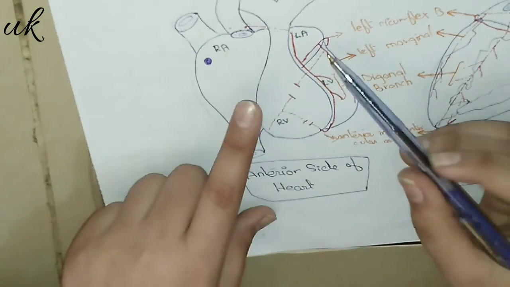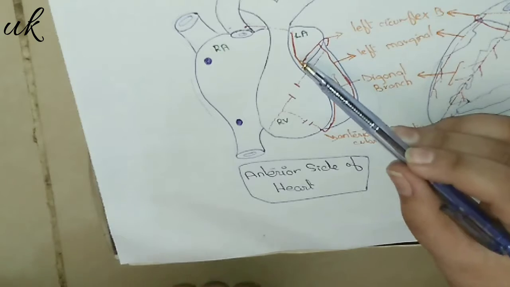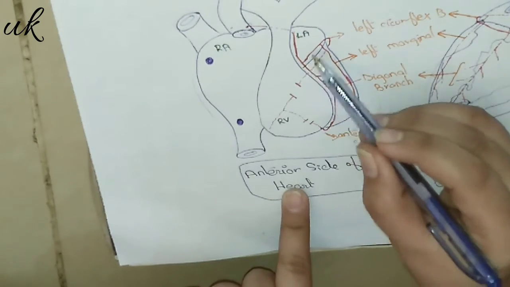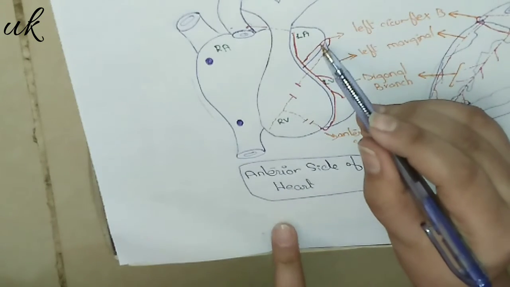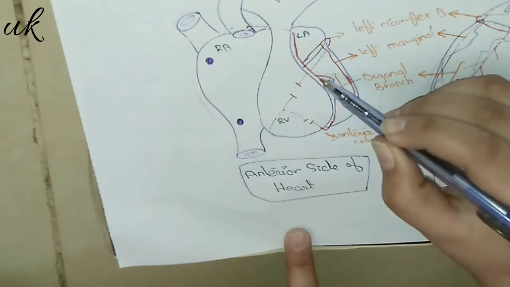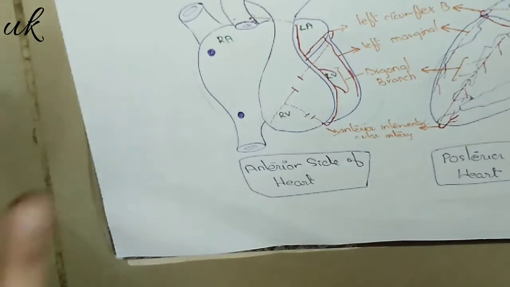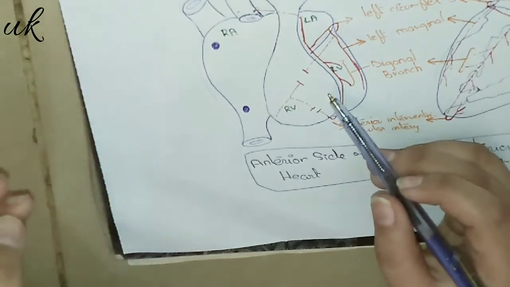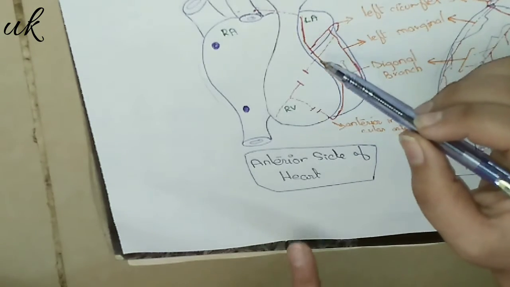As the left coronary artery enters the coronary sulcus at the superior end of the anterior groove, you can see here it divides into two branches. One is the circumflex branch, which is the smaller one, and the larger one is the anterior interventricular branch. First we will talk about the anterior interventricular branch. It is called the anterior interventricular branch because it moves in the anterior interventricular sulcus.